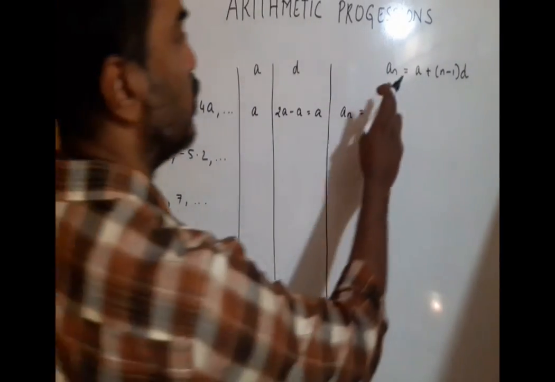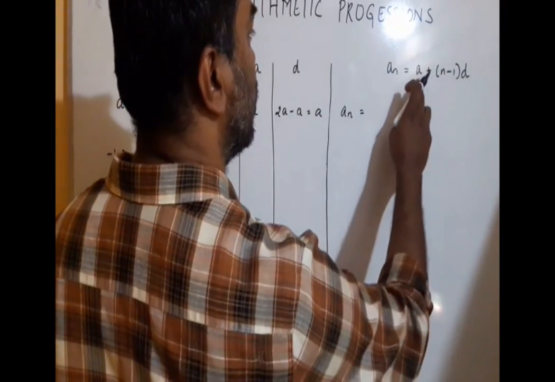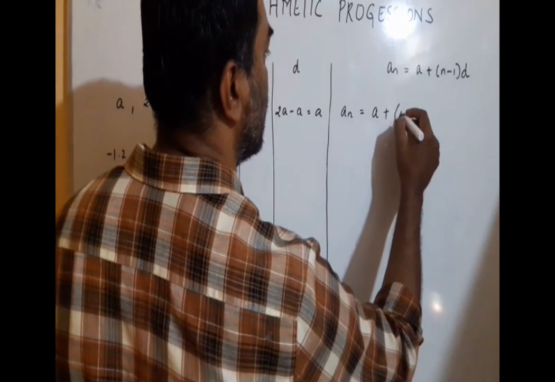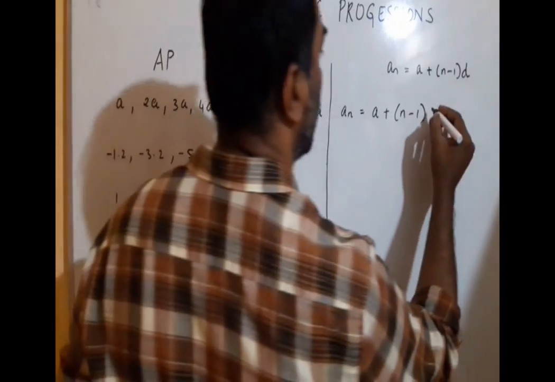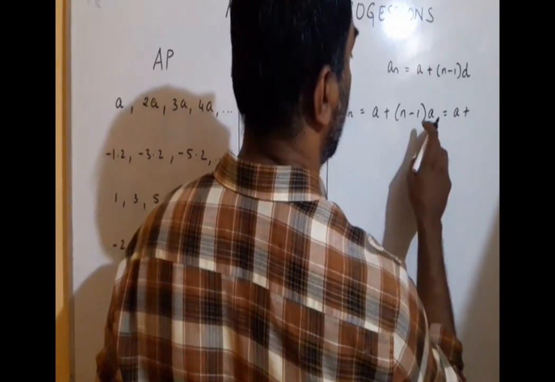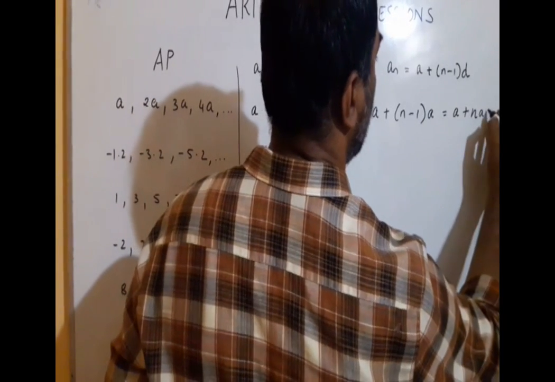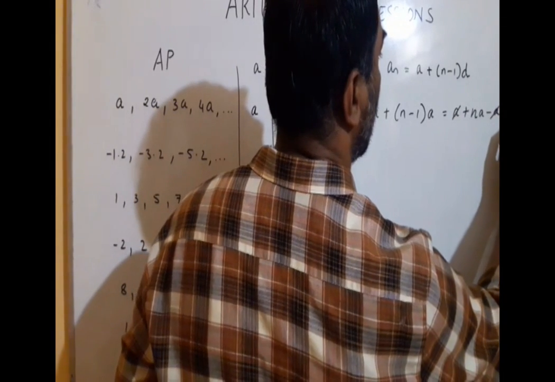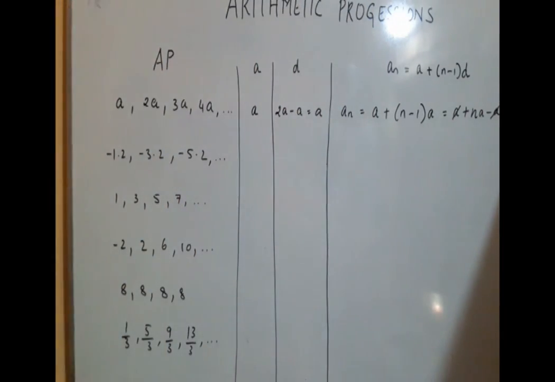What do you have? We know the formula an equal to a plus (n minus 1)d. The first term is a. So I put a plus (n minus 1), and the common difference d is also a. So on opening the bracket, a into n, na, a into minus 1, minus a. The a and the minus a get cut off. We are left with na. So na is the general term of this sequence.